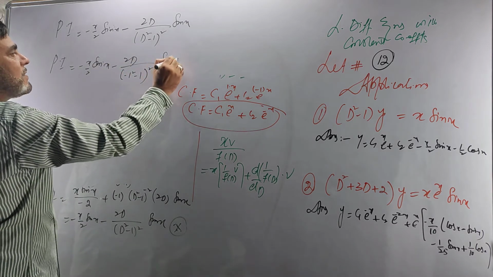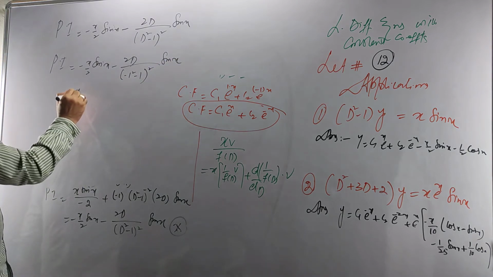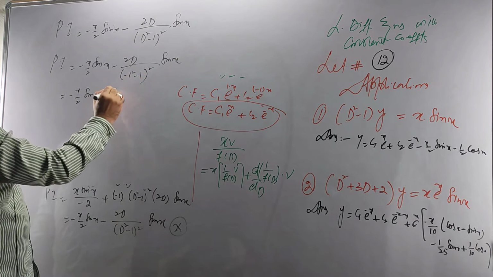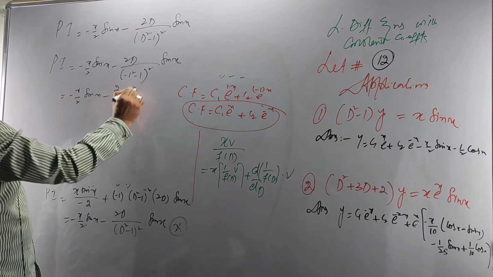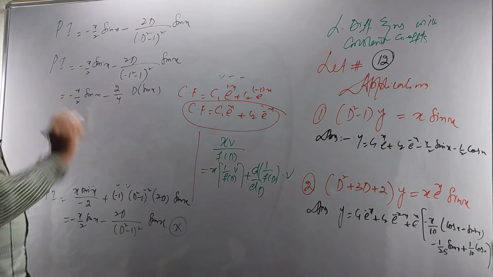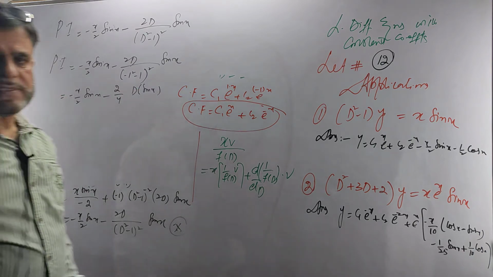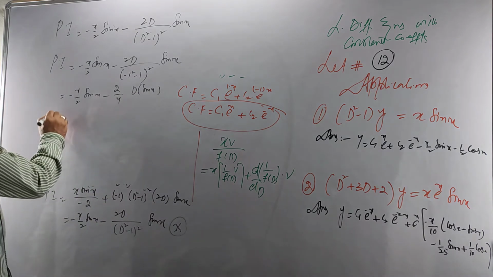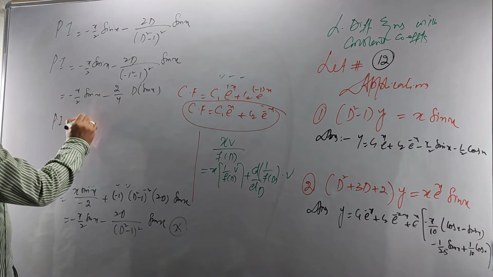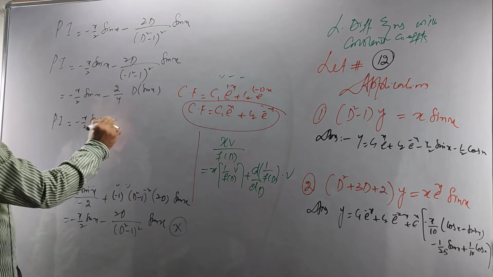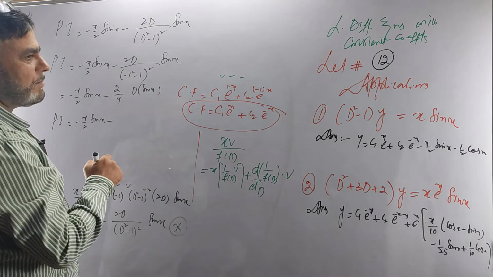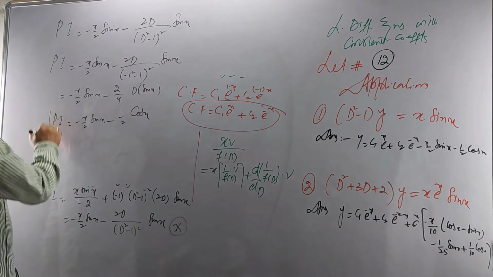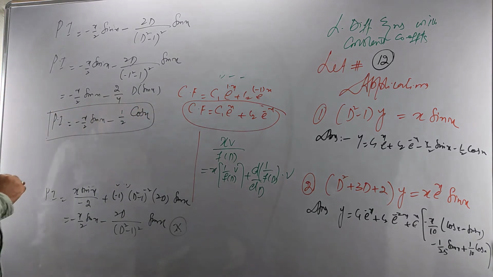It is sin x, so it is minus x by 2 sin x. It is minus 2 whole square, it is 2 by 4, then D of sin x. Do you follow? D of sin x means the derivative of sin x. This gives you the particular integral: minus x by 2 sin x minus the derivative of sin x, which is simply cos x. It is minus 1 by 2 cos x. This is your particular integral. Very simple in this case.